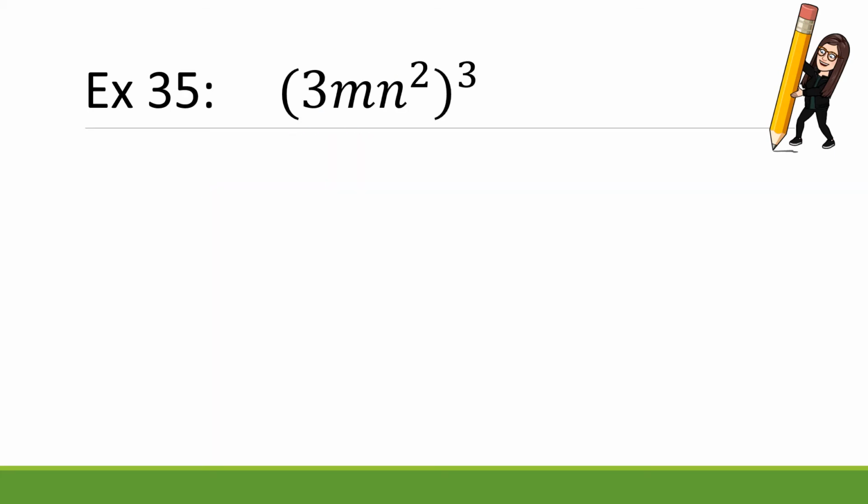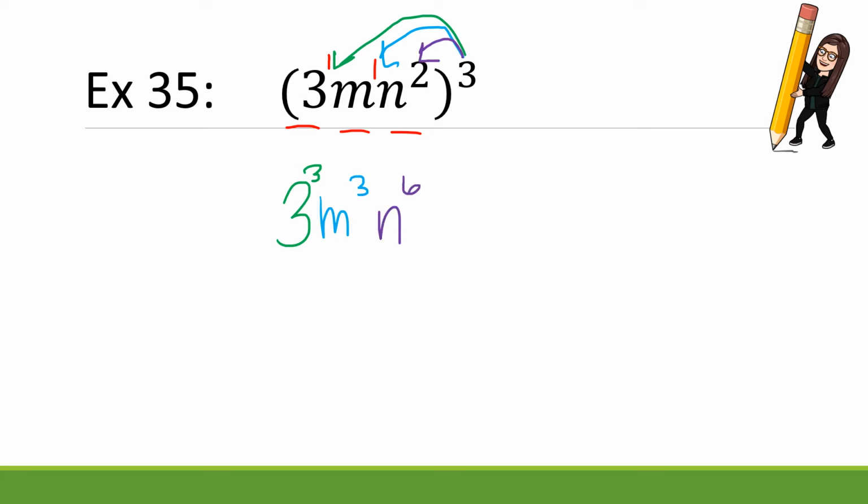How many pieces do I have here? I have 1, 2, 3 pieces. This 3 has a 1 and this M has a 1. So I have to distribute 3 times. 3 times 1 is 3. 3 times 1 is 3. And 3 times 2 is 6. Now, if you can simplify 3 to the third, and I can, then please do so, and bring everything else down that you are not going to use.